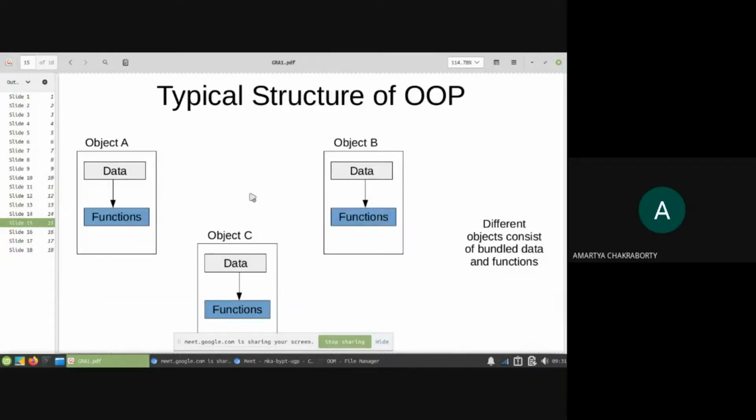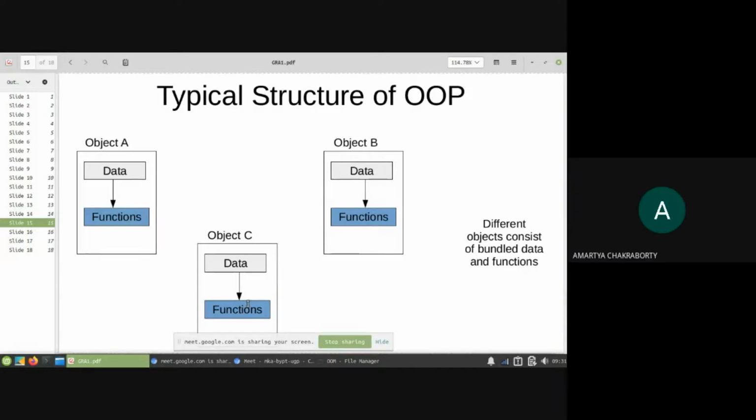This is a typical structure of object oriented programming. As we can see, we have object A, object B, object C. We have three objects right now, but we could have n number of objects. There is no actual limitation. As you can see, each object has its own space: object A has its own space, object B has its own space, and object C has its own space in memory.